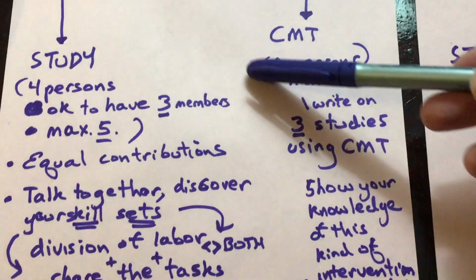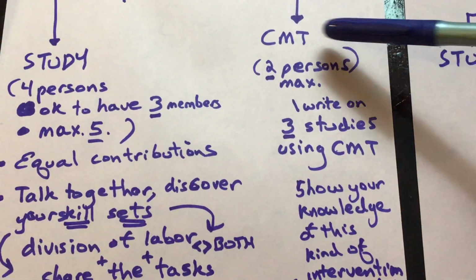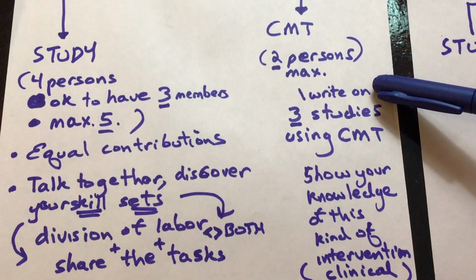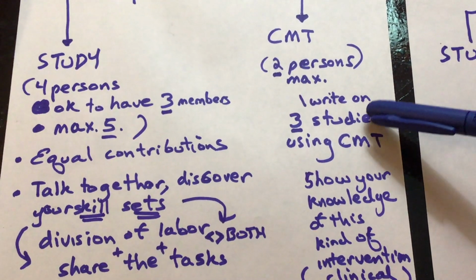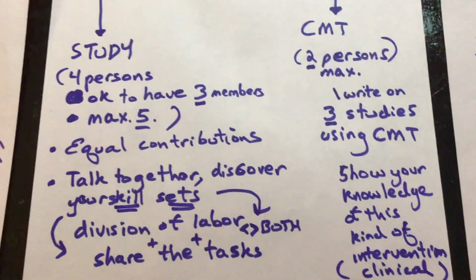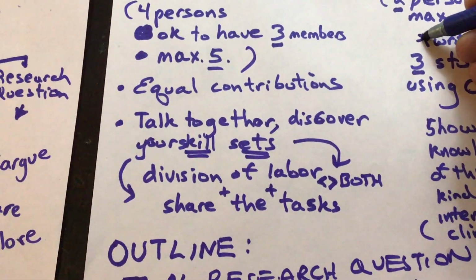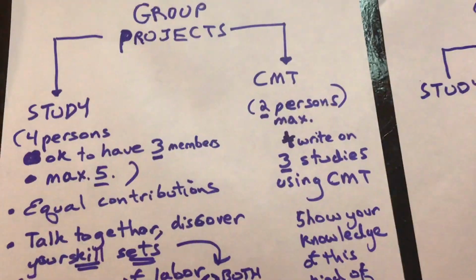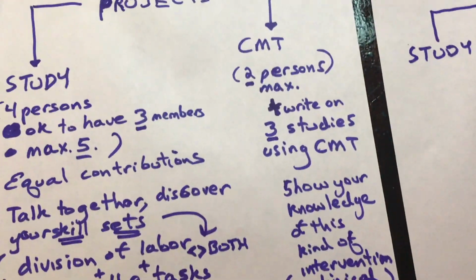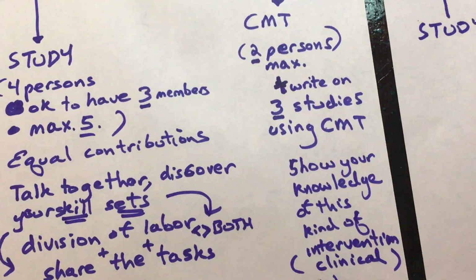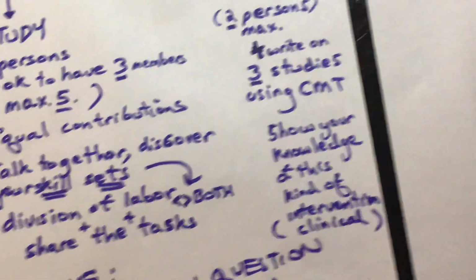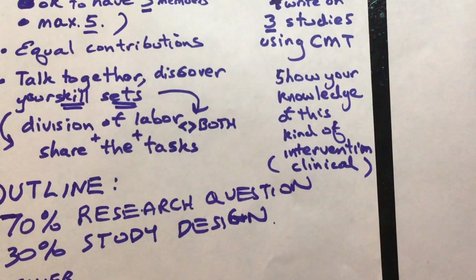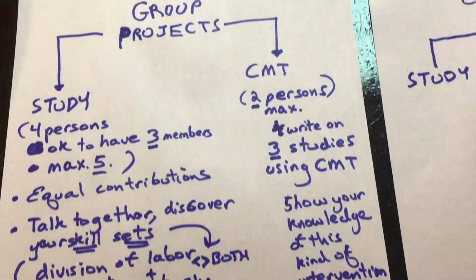So here, 2 persons is typically the framework that's used. And I would like you to write on 3 studies. So you're going to write about 3 different studies that use creative music therapies as an intervention. And how much will you write? That'll come in this next one. So you're going to show your knowledge of this kind of clinical intervention. That's what this is for, okay?